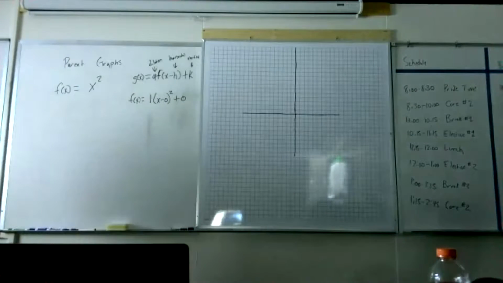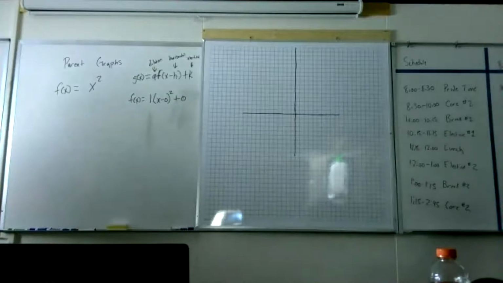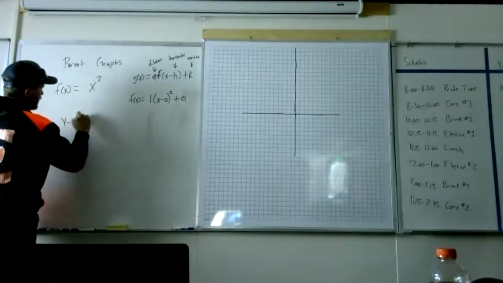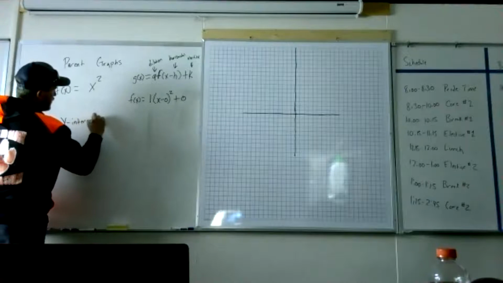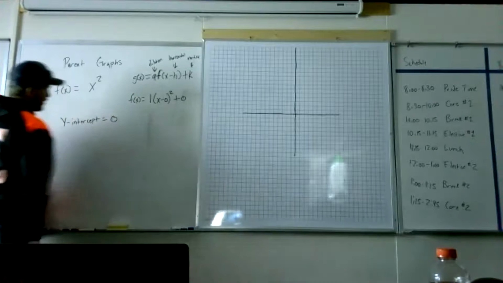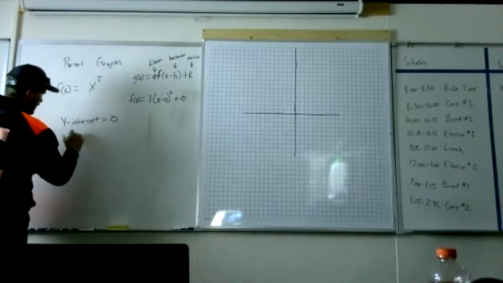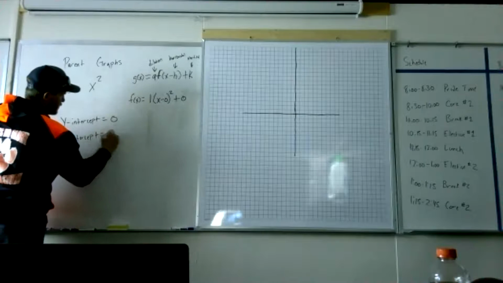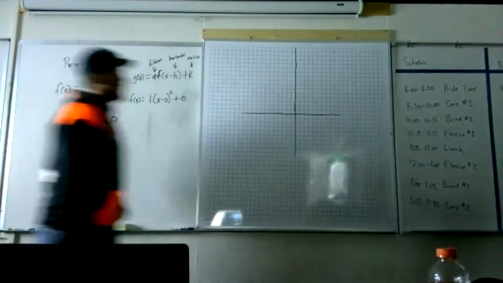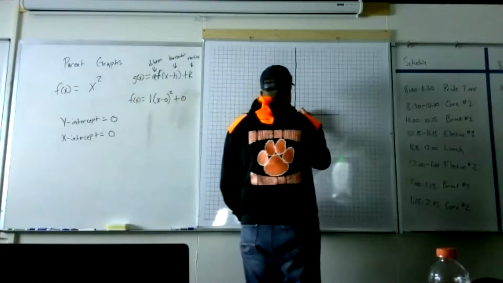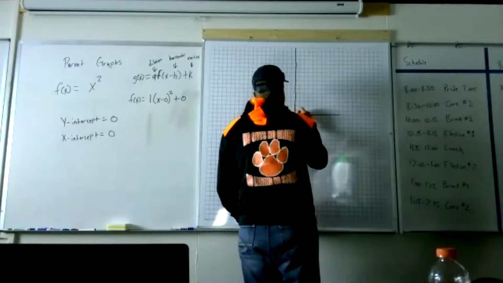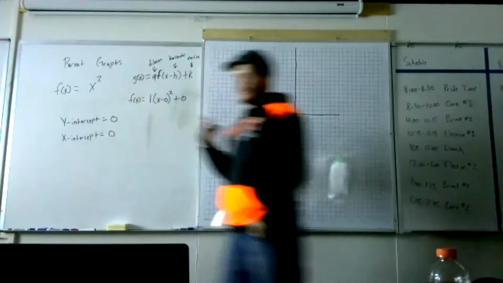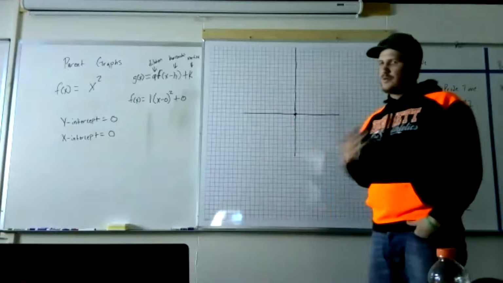And you're going to find certain consistencies with all of these parent graphs. Okay, the y-intercept is still at 0. The x-intercept is still at 0. So all of these parent graphs cross at the origin. Okay, this is a parabola, so there's not really a slope.